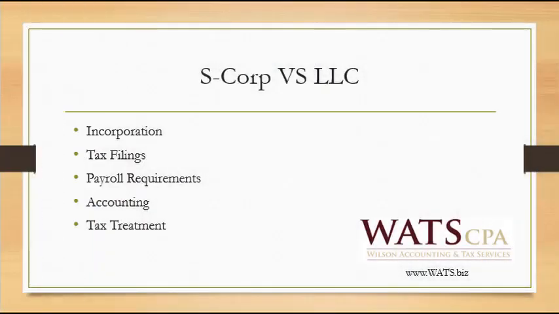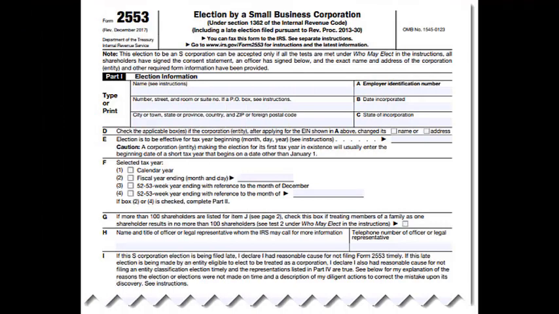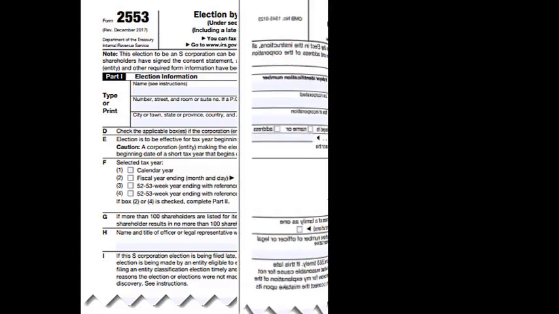Both S corporations and LLCs are eligible for what's called a qualified business income deduction. This is a new tax deduction with the new tax law going into effect on January 1st, 2018. File Form 2553, election by a small business corporation, by March 15th of the year that you would like it to take effect. So for example, if you want it to take effect in the year 2020, then file this form by March 15, 2020.